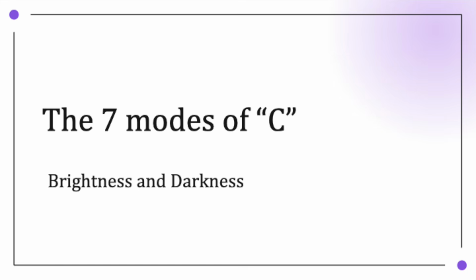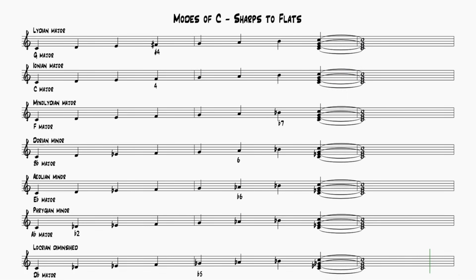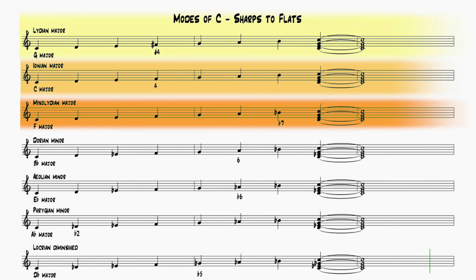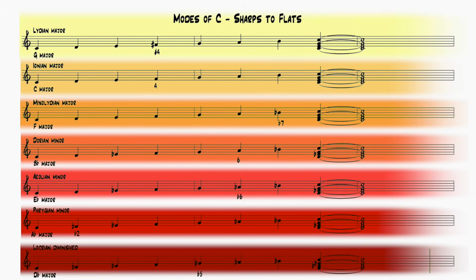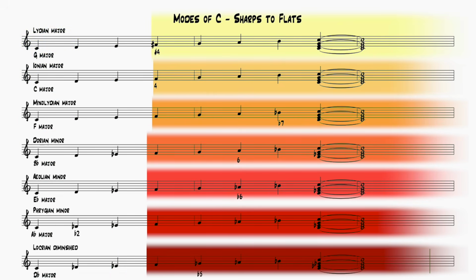This system allows us to visualize a hierarchy of color in our modes and how they relate to one another, or what we can call brightness and darkness. Generally, we associate modes with more sharps as being brighter, and modes with more flats as being darker. For composers and musicians, this can be an interesting concept for understanding harmonies, relative relationships between them, and the emotional impact that they bring.